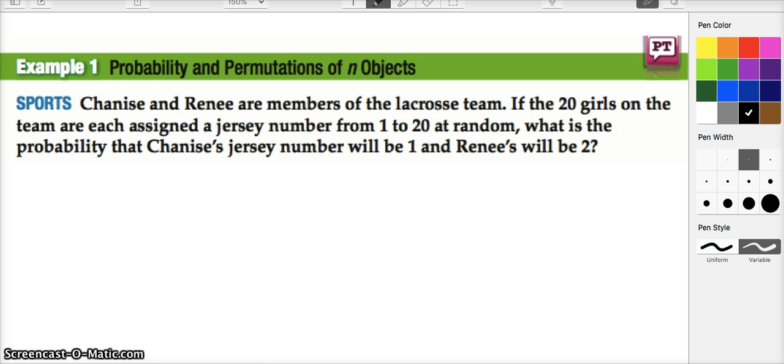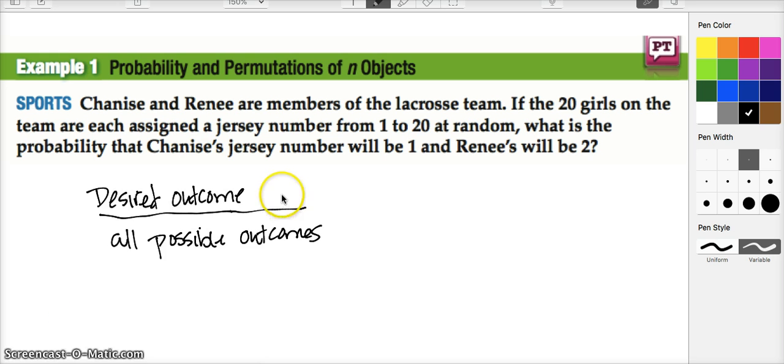So you remember what probability is. It is really the idea of a specific desired outcome over all possible outcomes, or the sample space. So what are all the possible things that could happen? Now, remember, there are 20 young ladies and there's 20 numbers.